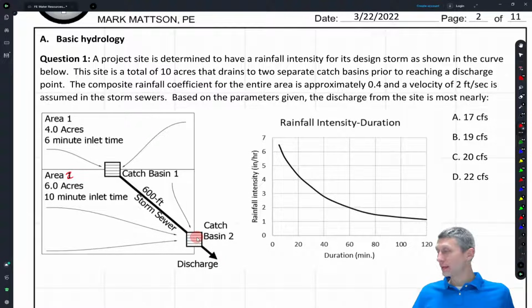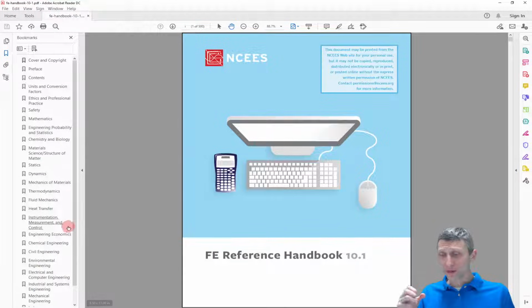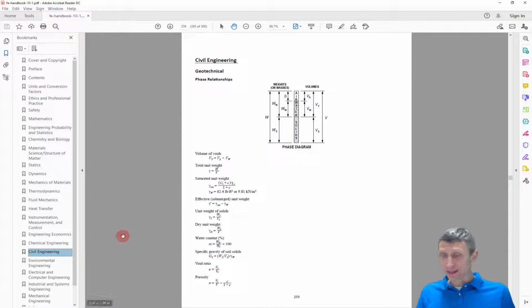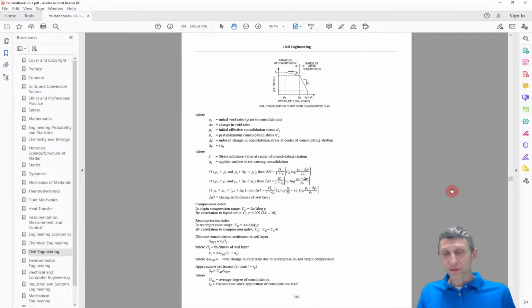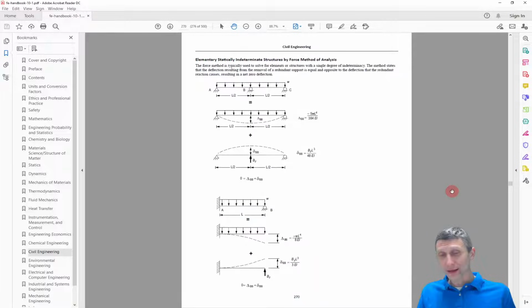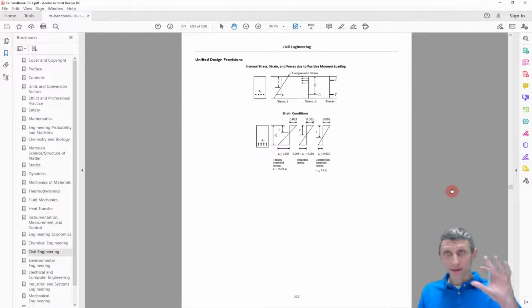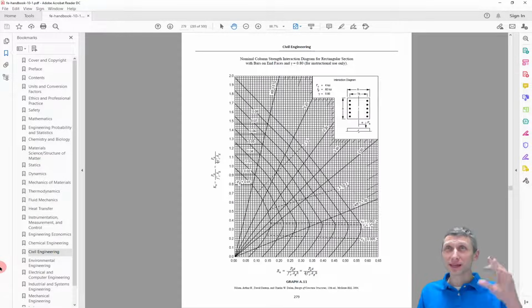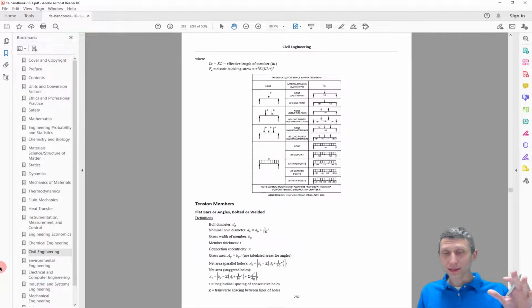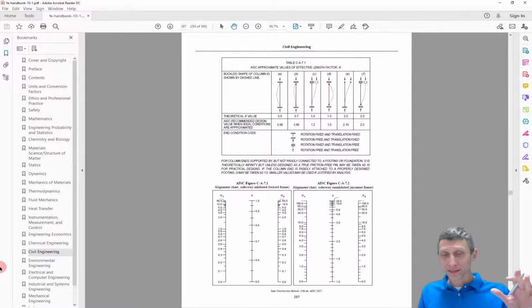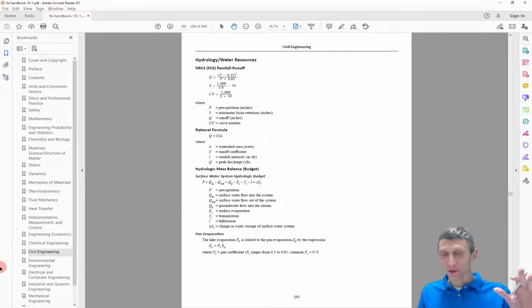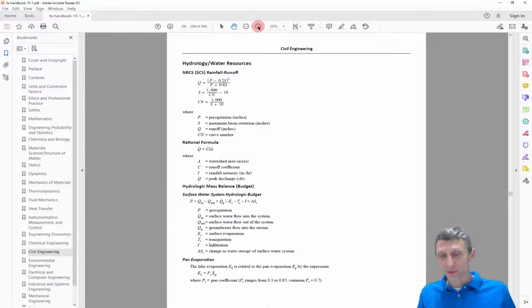Again, when we take a look at our reference handbook, we're going to be in the civil engineering section. We're going to go past the structures, past geotech. I like scrolling through this a bit, and maybe you should do this too as you're studying for the FE, because sometimes you get used to where things are. Eventually you get past steel and get to hydrology, water resources. We have the NRCS method, and we have the rational formula here.